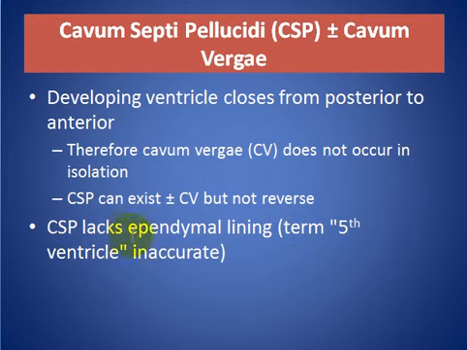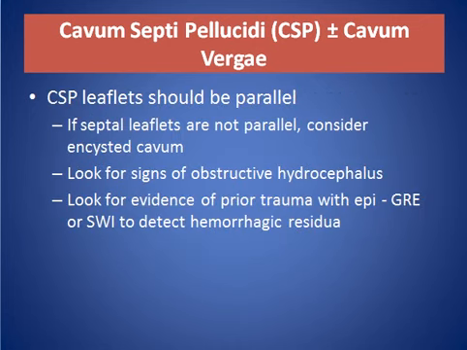Cavum septum pellucidum lacks ependymal lining, so the term fifth ventricle is inaccurate. The cavum septum pellucidum leaves should be parallel. If the septal leaves are not parallel, consider an encysted cavum. Look for signs of obstructive hydrocephalus, and look for evidence of prior trauma with an EPI gradient sequence or susceptibility weighted image to detect hemorrhagic residua.